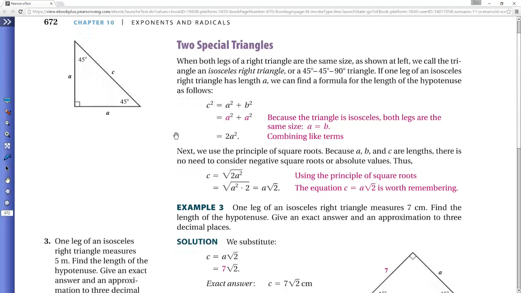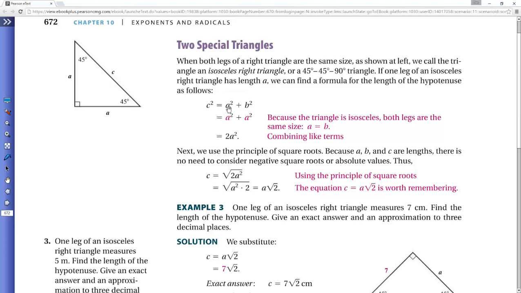Well, they're going through the process of how they discovered some things that were shortcuts that we can find with Pythagorean's theorem. Well, in this case, if I use Pythagorean's theorem, I have A and A are the sides, right?